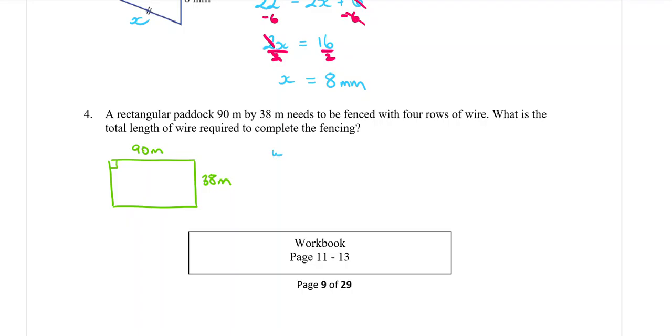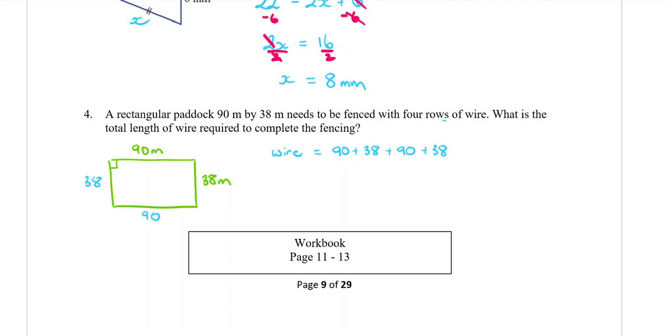The perimeter this time, I'm going to call it the amount of wire that I need, which is to go around that rectangle. For this shape, the 90 on the top of that will also be 90 on the bottom and 38 on that side as well. So the perimeter of the rectangle would be 90 plus 38 plus 90 plus 38. That would be going around the rectangle once.